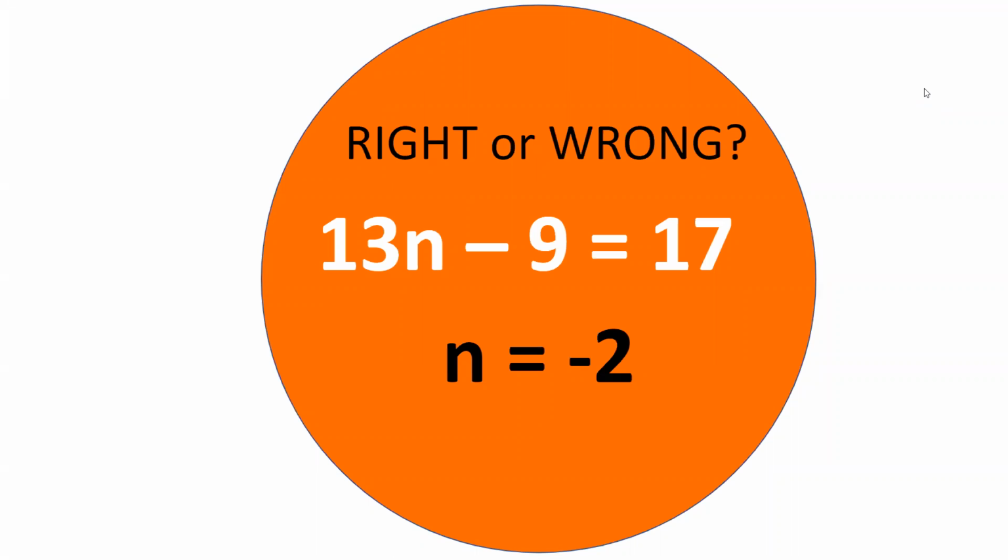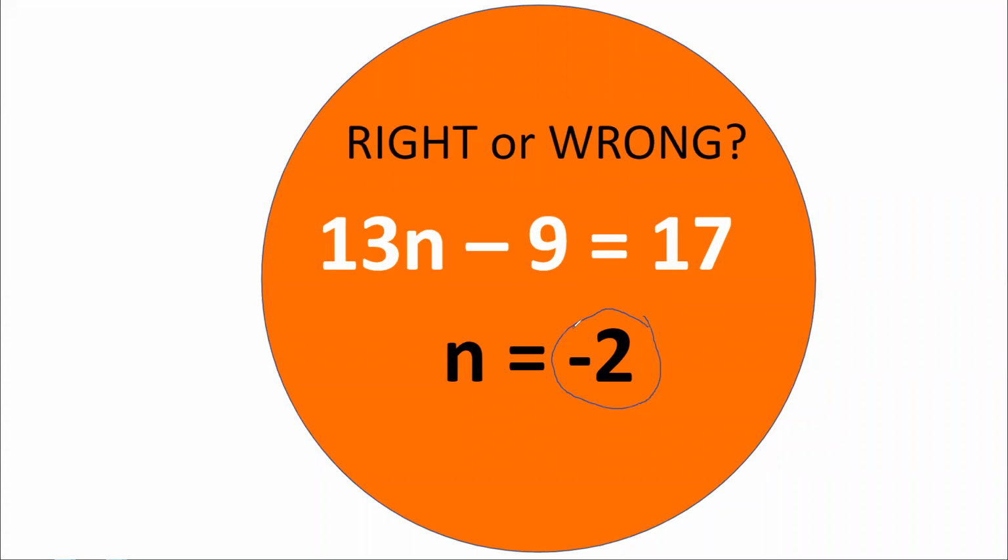So now we're going to play a game, right or wrong. So I give you an equation, like this one here, and I give you a potential solution. You have to tell me if this solution is correct or incorrect, so right or wrong. What you're going to do is you're going to take whatever the solution is, or potential solution, and you're substituting it into your variable.